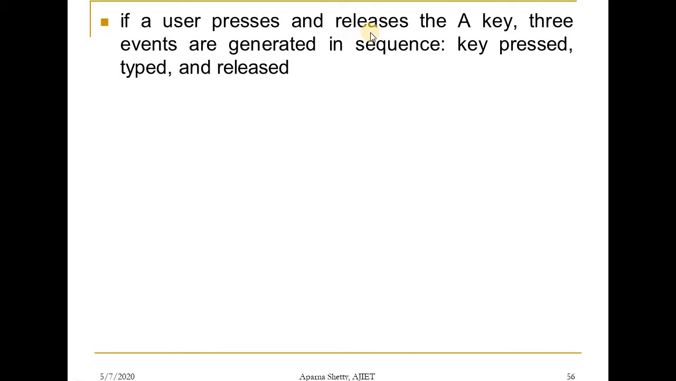If a user presses and releases the A key, three events are generated: key pressed, key typed, and key released. So if he presses A, three events occur: key pressed, key typed, and key released.